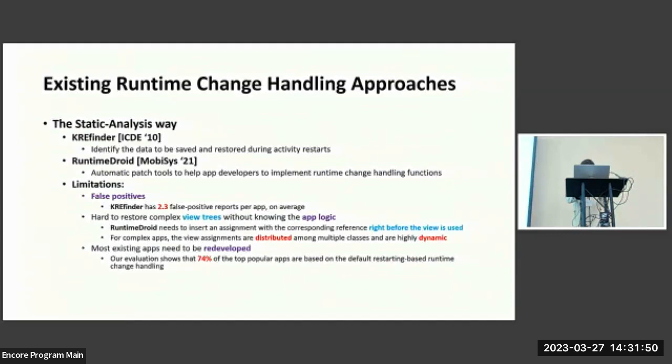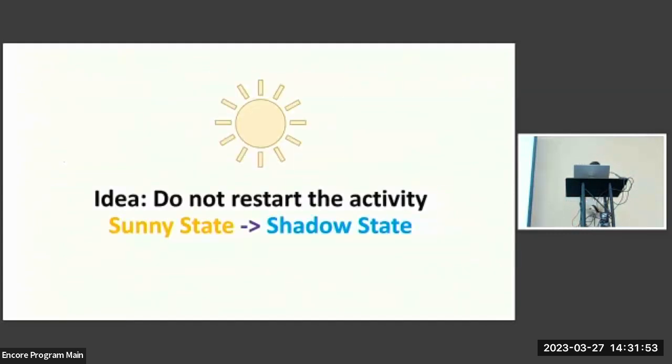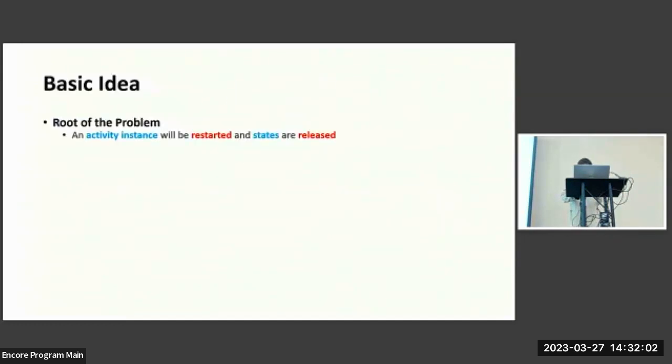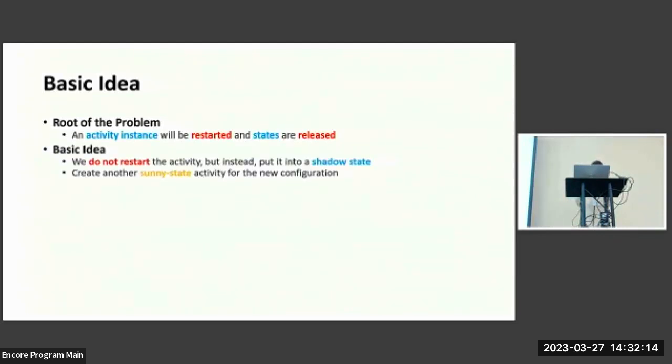Also, since they need to directly modify the apps, most of the existing apps need to be redeveloped. So in order to solve this problem, the observation is that the root of the problem is that the activity will be restarted and all the states will be released during the restarting. So our basic idea is that we don't restart the activity, but instead put it into a shadow state and create another sunny state activity for the new configuration.